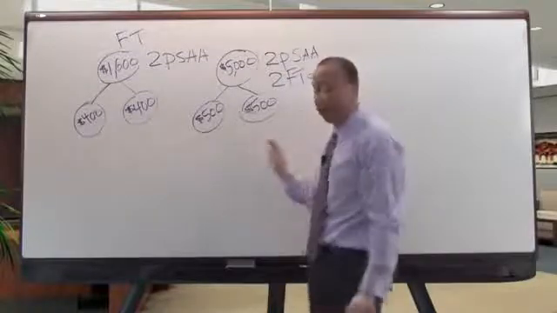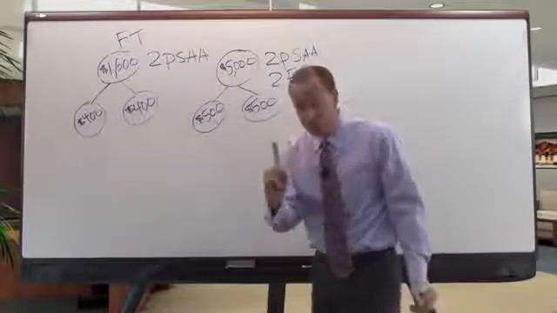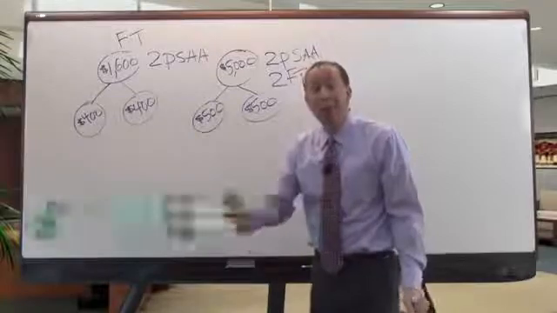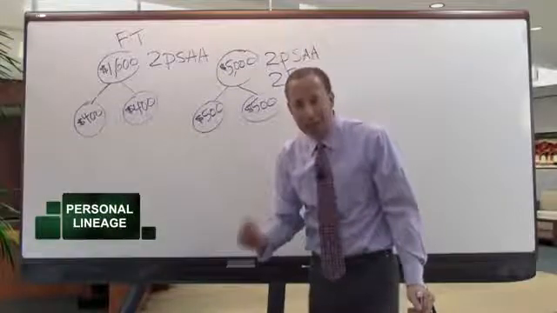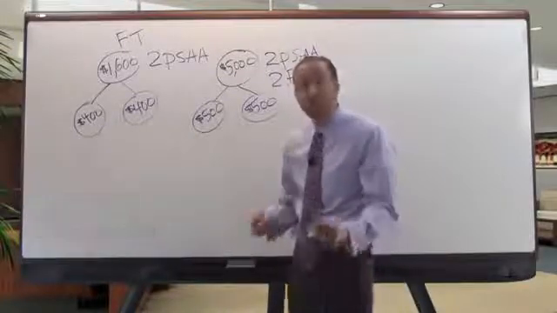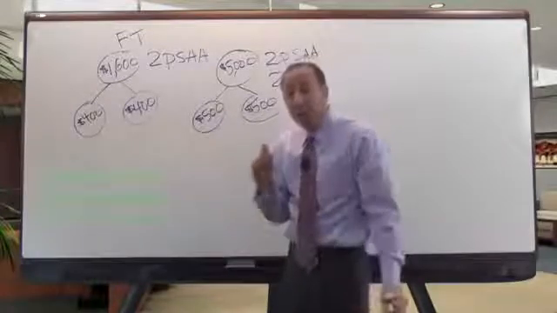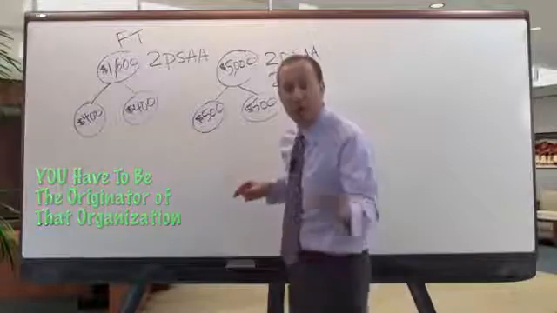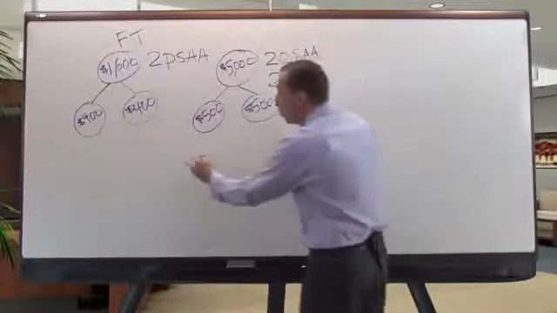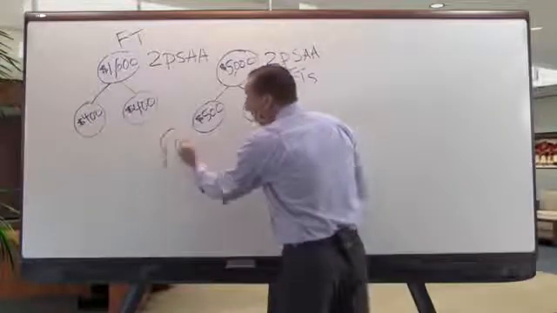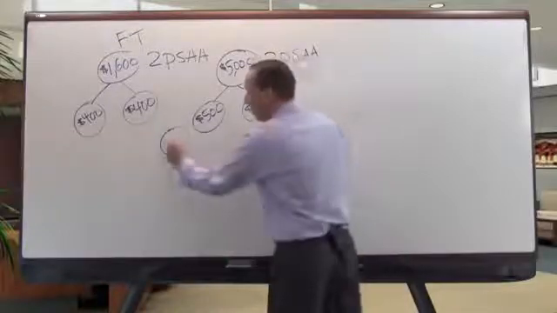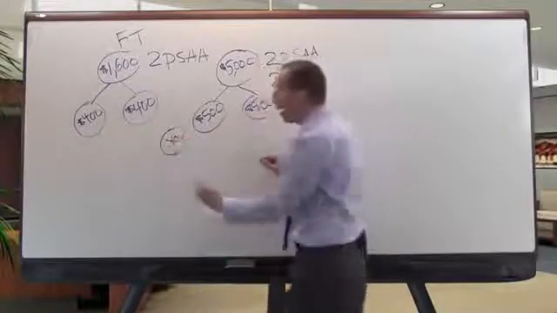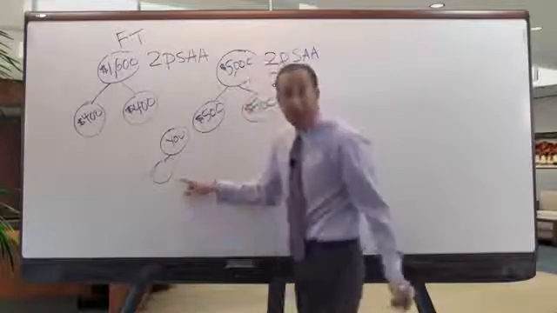They could be anywhere on your team, and one of those field trainers has to be in what we call your personal lineage. Now, what does that mean? Well, that means that you have to be the originator of that organization. So, as an example, you go out and you personally sponsor somebody. So let's just say this is you, and you go out and personally sponsor somebody.